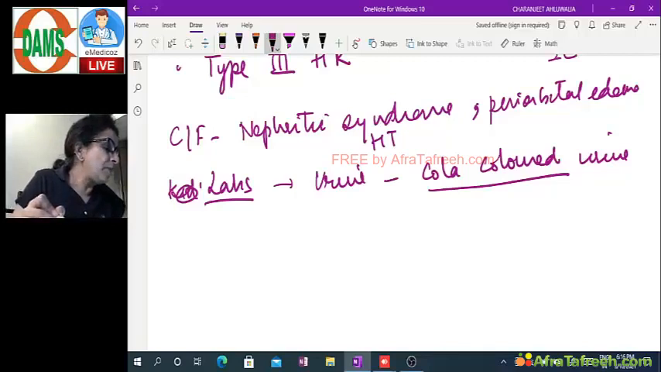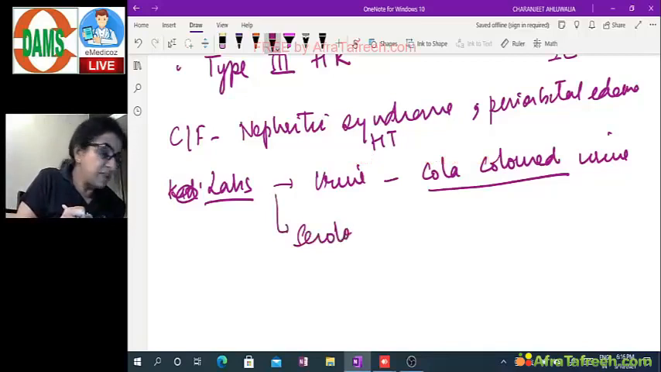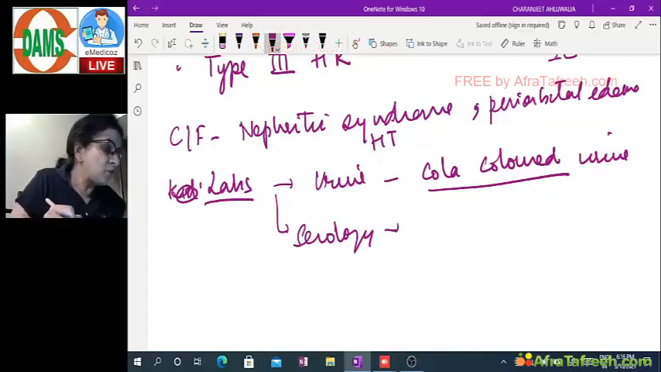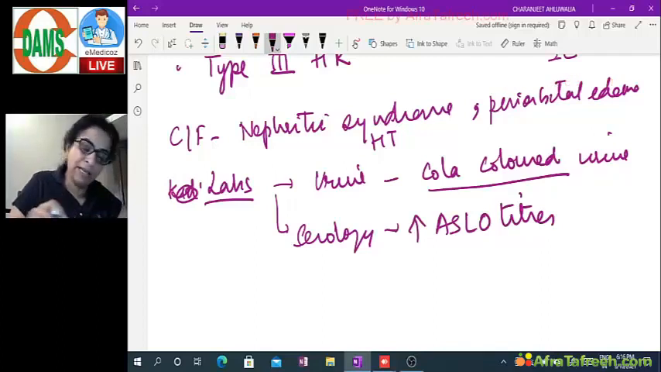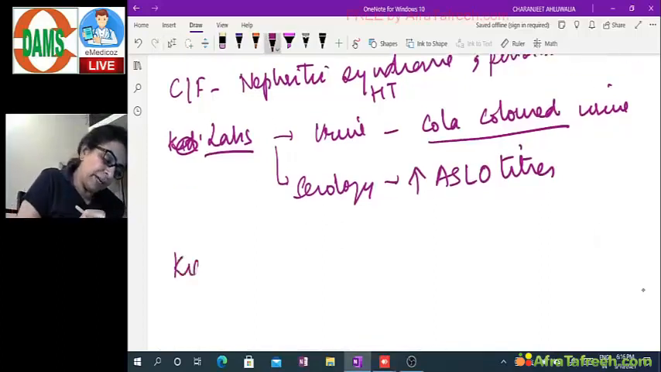Second, if you do serology, ASLO titers are positive, anti-streptolysin O. So ASLO titers are increased. Anti-streptolysin O titers are elevated. Now do a kidney biopsy.